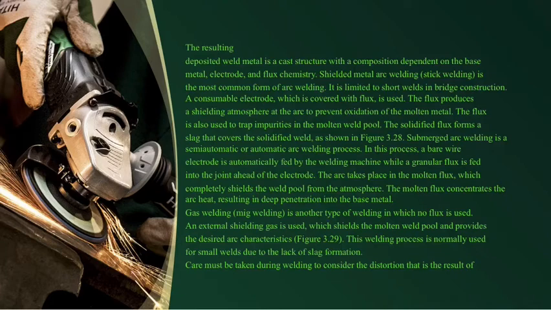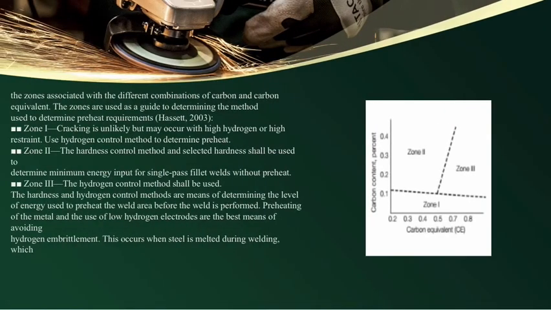Gas welding, MIG welding, is another type of welding in which no flux is used. An external cylinder gas is used which seals the molten weld pool and provides the deposit and characteristic shape. This welding process is normally used for small welds due to the lack of slag formation.